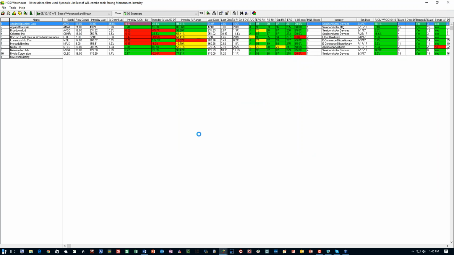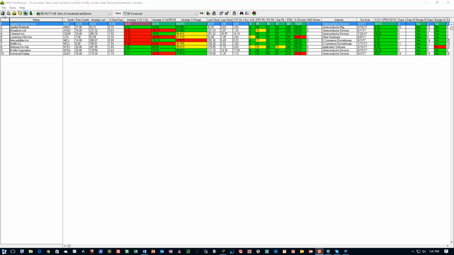Now, some people that are new to HGSI may think that these stocks are just appearing, but that is why I maintain this historical database. I'm going to show you that that isn't the case. You can see now that the symbol list is the best of Woodward and Brown. That's what I'm using. That's what's showing through the warehouse.